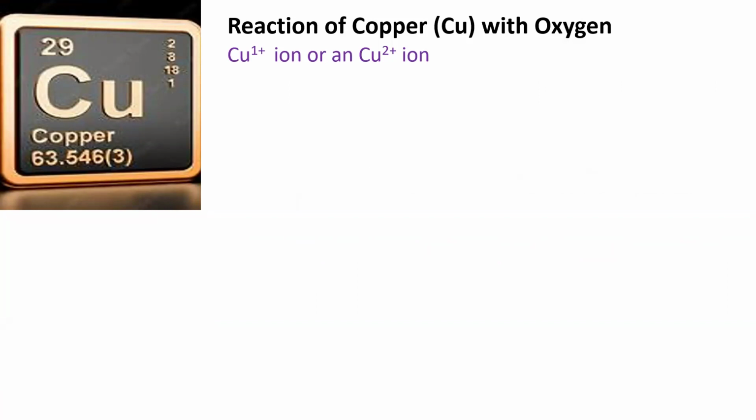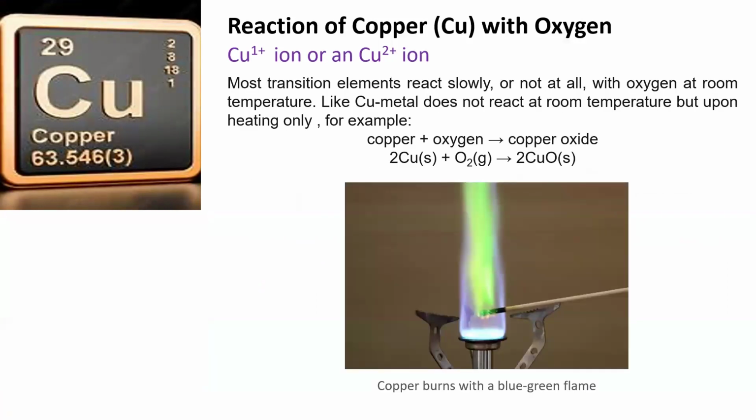If we talk about copper, like other transition metals, it can have two common oxidation states, +1 and +2. It does not react with oxygen at room temperature, but upon heating it can react with oxygen, and it shows a blue-green flame, as you can see in the picture. So reactivity is less, because the reaction is not possible at room temperature, but only when temperature is available or when you are doing some sort of combustion.